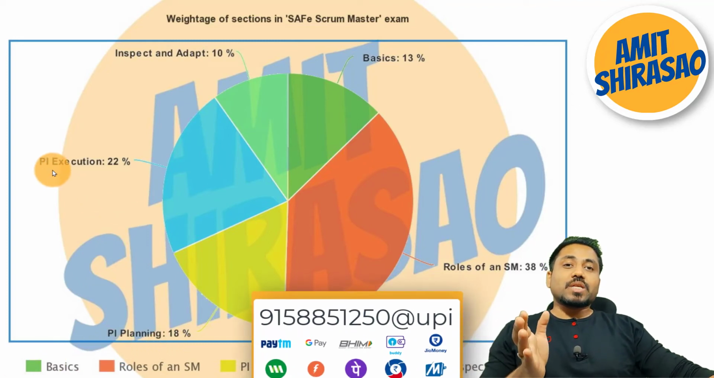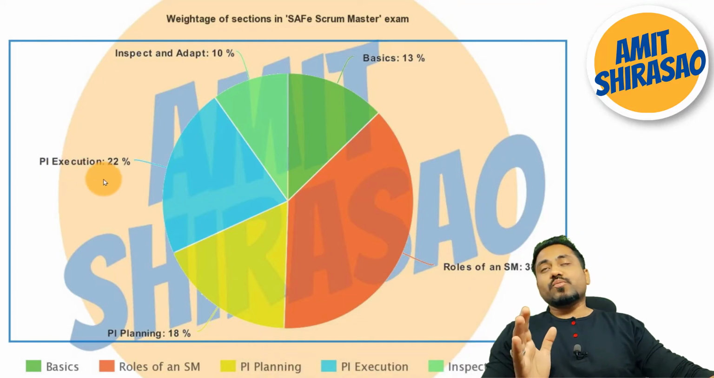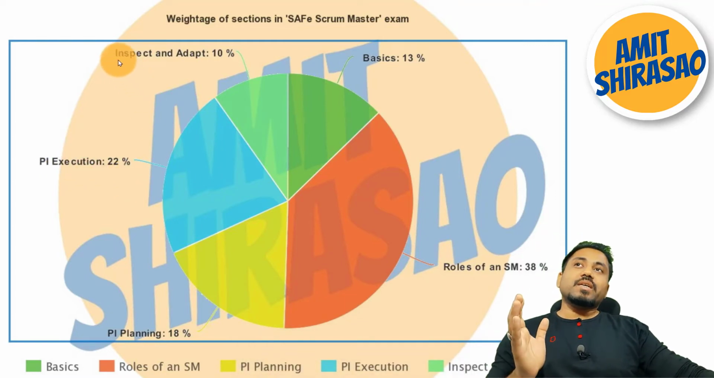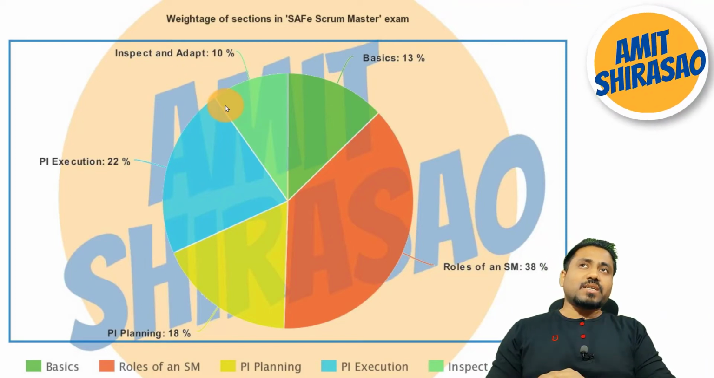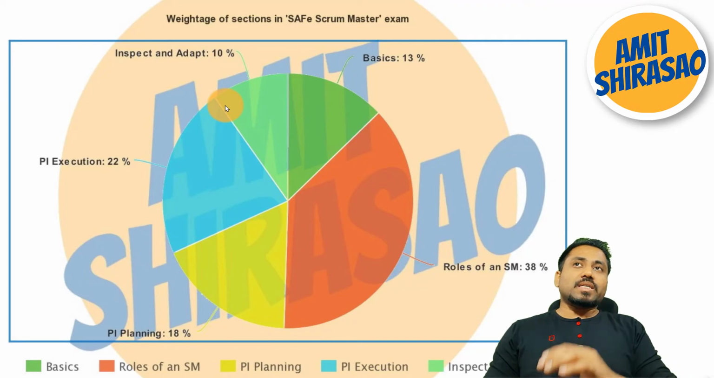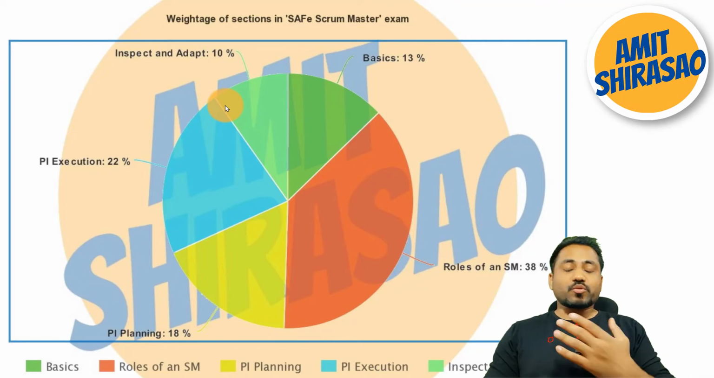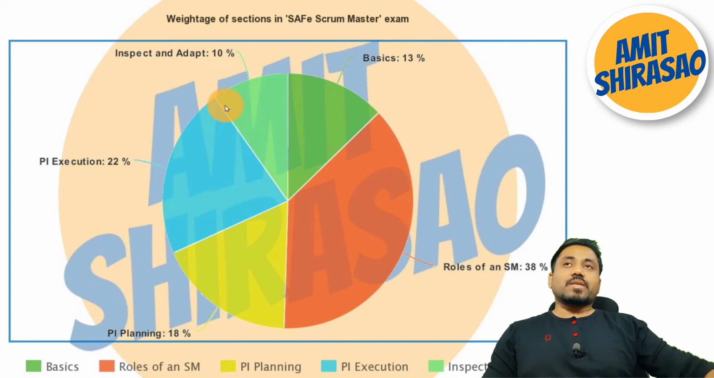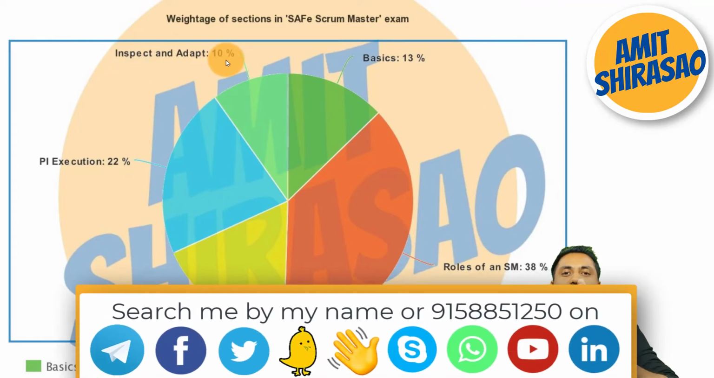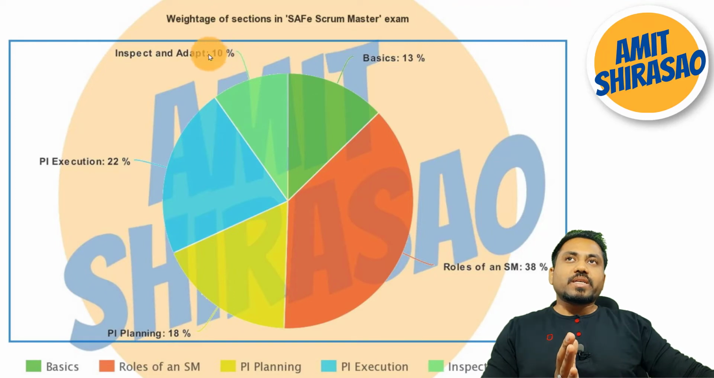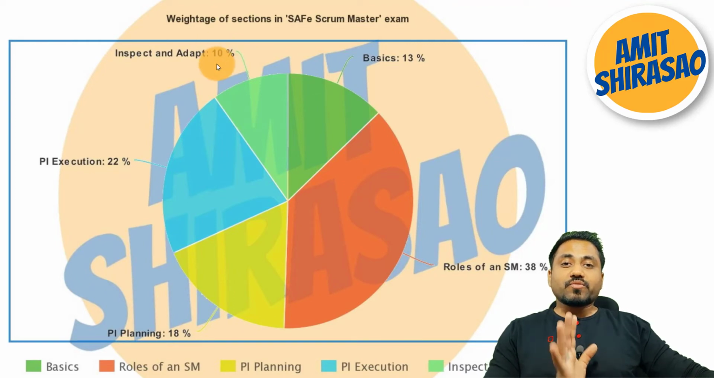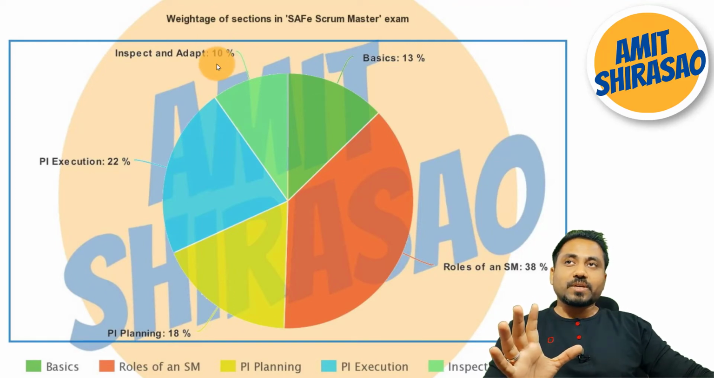Then PI execution, how do you execute that PI? 22% of questions can be asked. And then finally inspect and adapt. So it is just a 2 hour meeting, guys, inspect and adapt, and they're going to ask you 10% questions only on inspect and adapt. So my reading goes like this: you should focus the maximum upon this, because it is only a 2 hour meeting. Study it properly. If you study it properly, you get 10% marks. Okay, 10% of the questions are only on this topic.